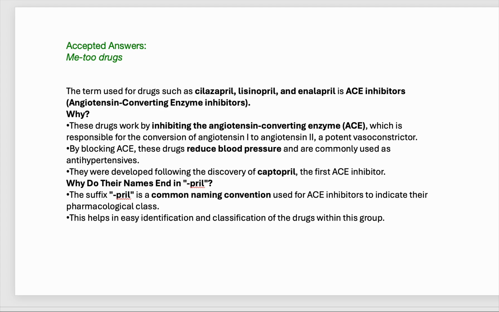Okay, thank you. You might have noticed that all the names of these drugs have "pril" in the suffix. That is common. This is just to identify and classify this drug within a group for easier identification. The suffix pril is a common naming convention used for ACE inhibitors to indicate their pharmacological class. This helps in easy identification and classification of drugs within a group.